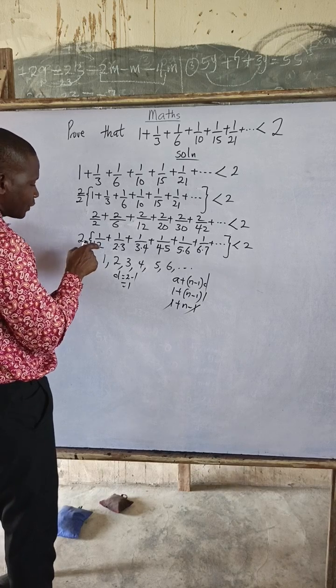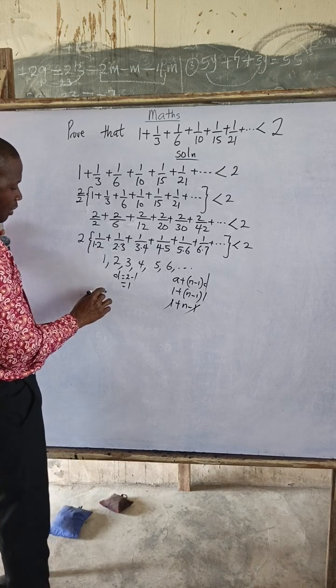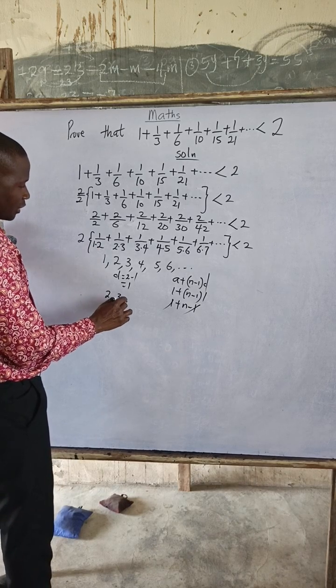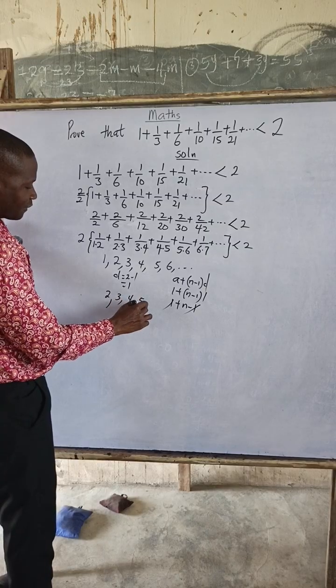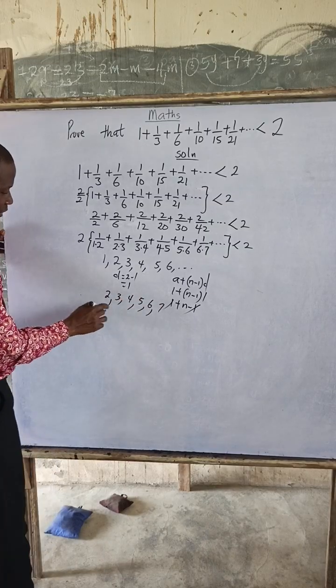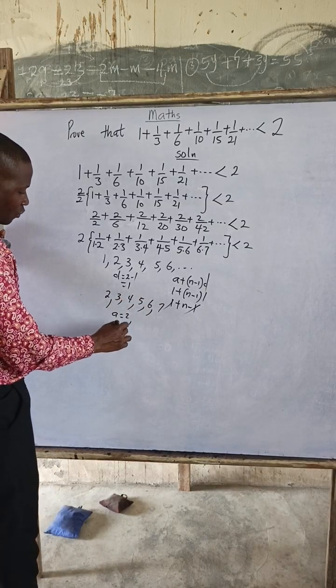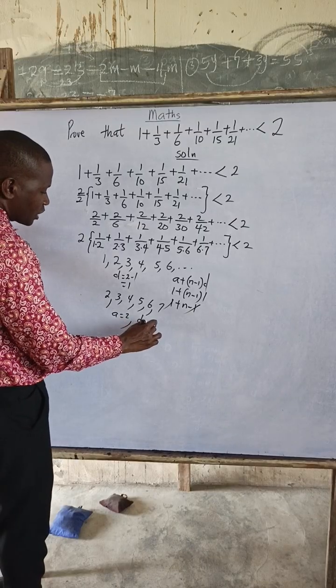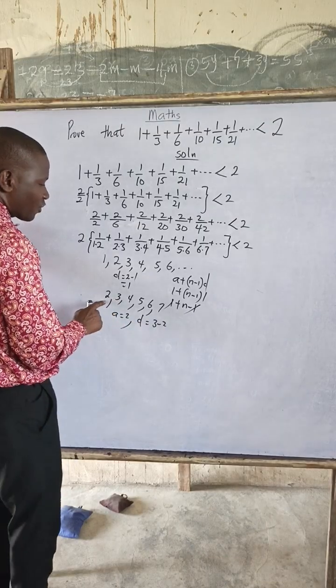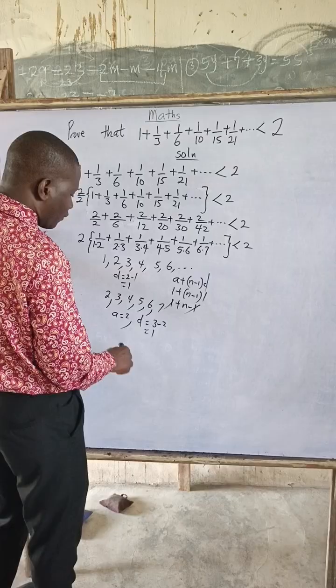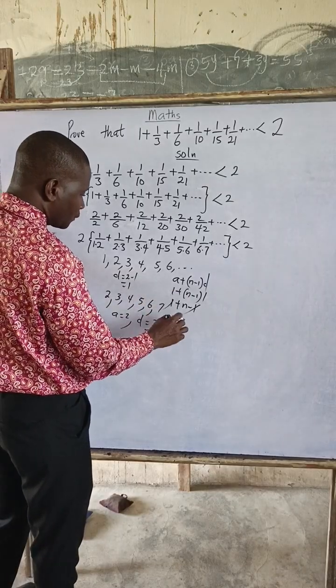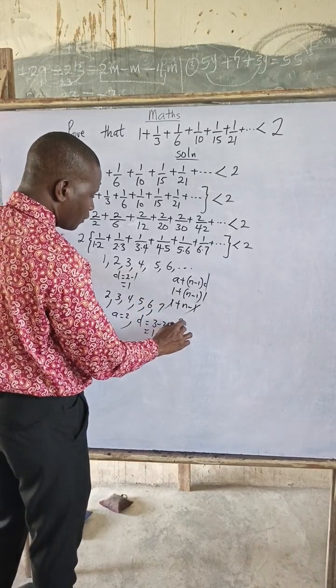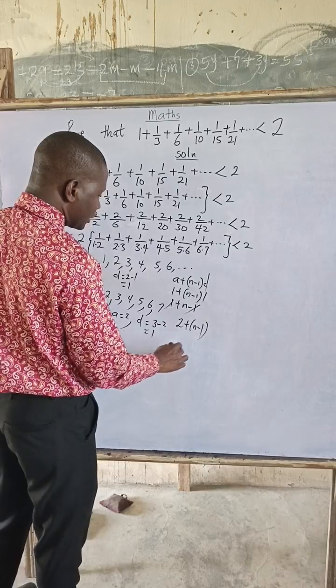Now the next terms that we are going to consider, we have 2, 3, 4, 5, 6, 7. Now the first term here is a equals 2. Common difference, d equals 3 minus 2, that is second term minus first term. So using this formula, a equals 2, we are going to apply this one now. We have 2 plus n minus 1, then multiply by 1.